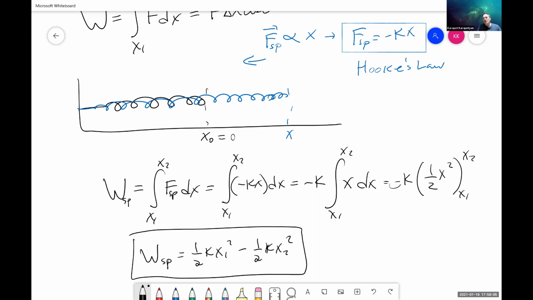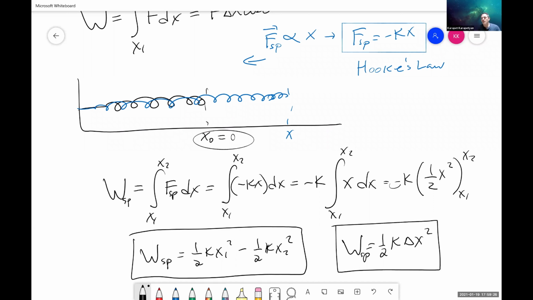Generally, we can simply write it as work done by the spring force equals 1/2 k delta x squared, where delta x is the displacement from equilibrium. Since one point is always equilibrium, it's 0. So then you can calculate this quantity. That's the work done by the spring, 1/2 k times delta x squared. Any questions?